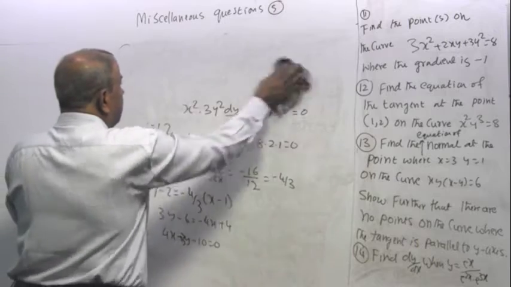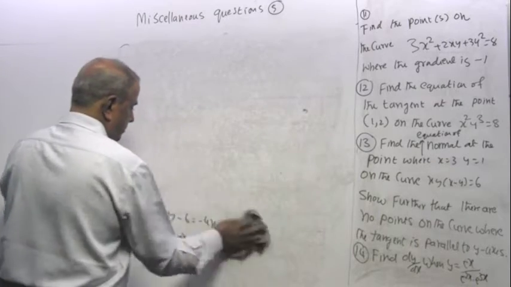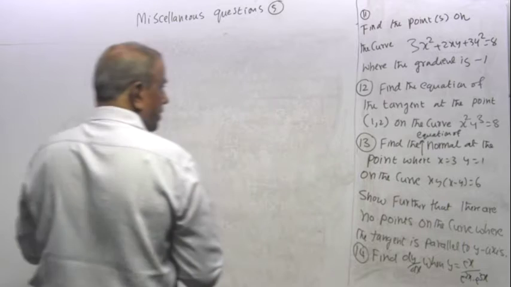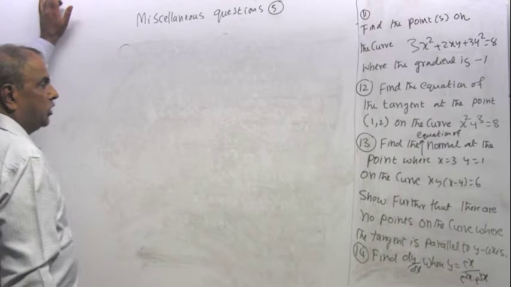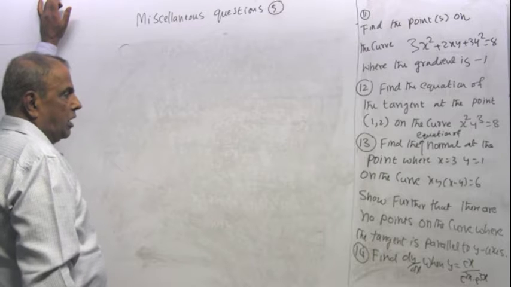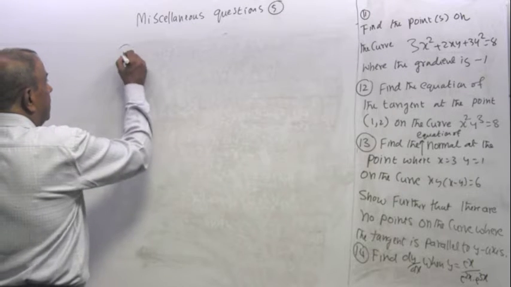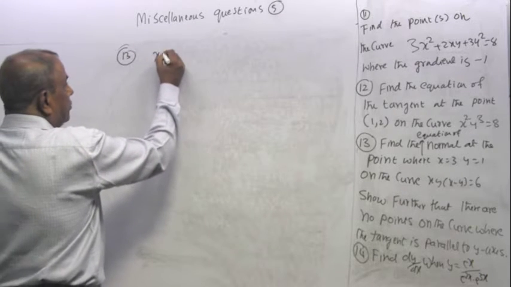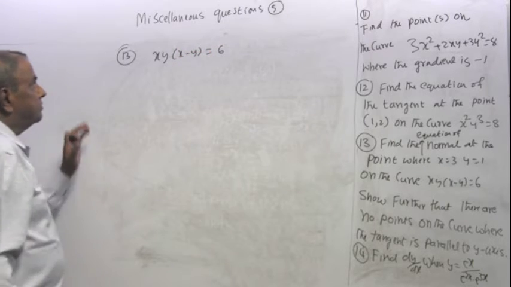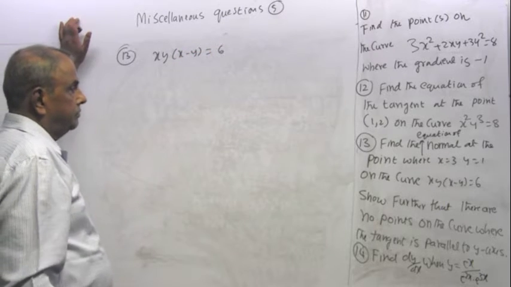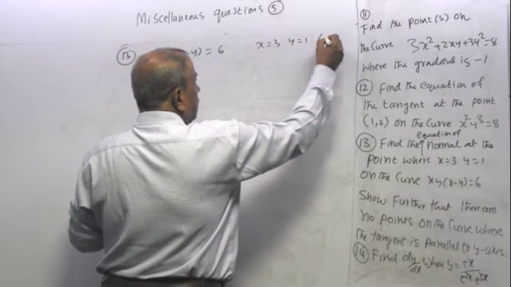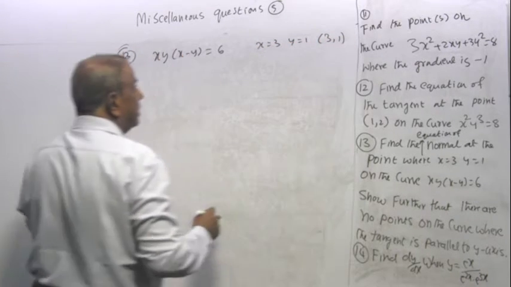Let's look at number 13. Find the equation of the normal at the point x equal to 3, y equal to 1 on the curve. So what's the curve? xy times x minus y equals 6. And you are being given x equal to 3, y equal to 1. So the point is 3, 1. Very good.